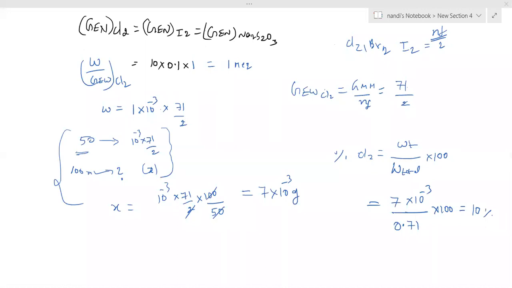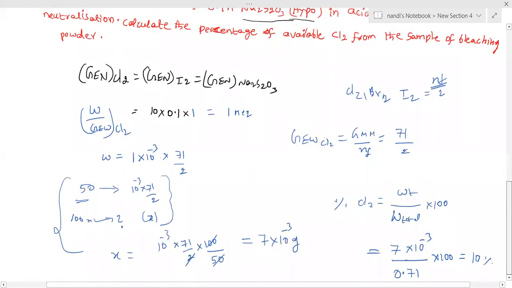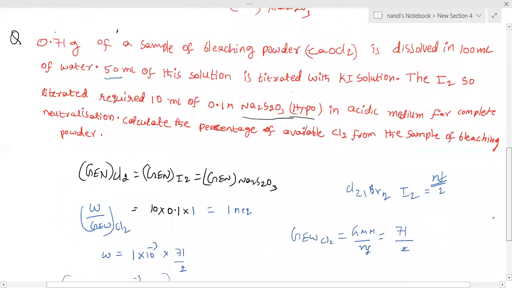Still, anyone who is not understanding, let me know. Did I give 71 or 0.71? Please check it. Someone said 0.71 is given in the question. In the question I gave 0.71. You can see that, I wrote it. Any other questions, please?